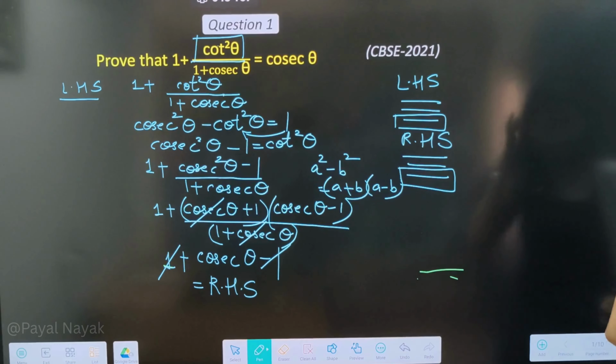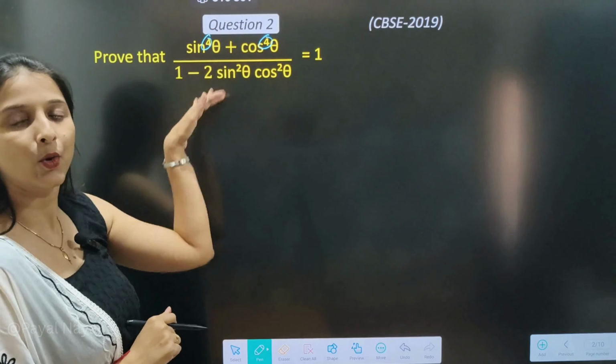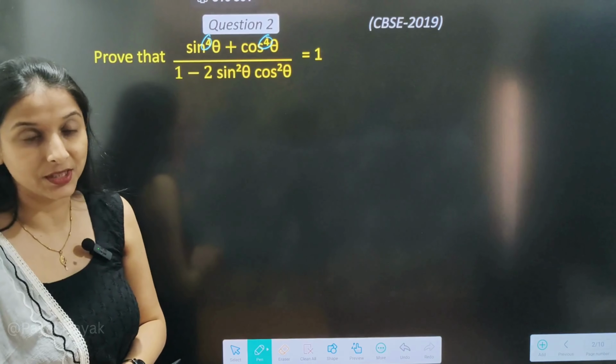Now observe the LHS of the sum. It looks a bit scary with the powers 4, right? And observe the RHS, a sweet small one, right? Now this RHS is giving you a hint. What is the hint? That your numerator and the denominator are going to get cancelled with each other, right?